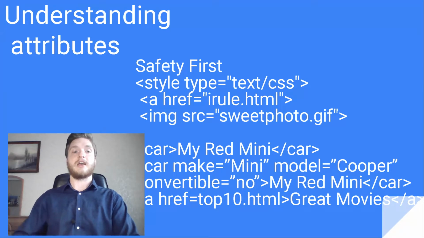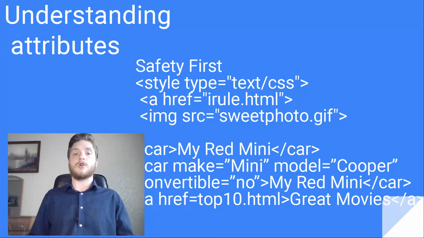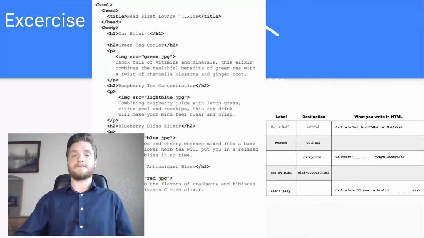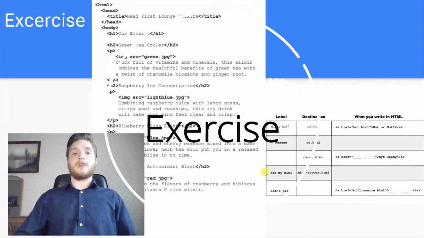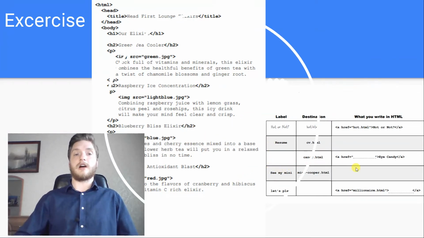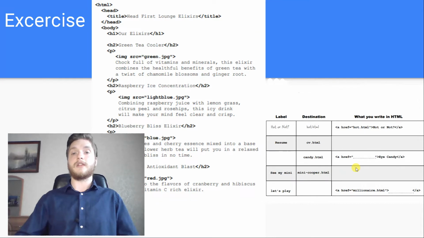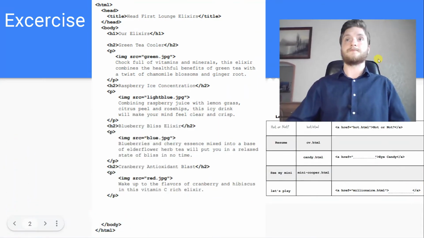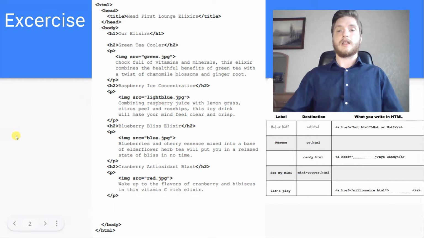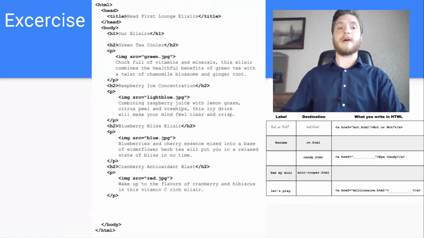Next, exercise. You've created links to go from Lounge HTML to Elixir HTML. Now we're going to go back the other way. Below you'll find the HTML for Elixir HTML. Add a link with the label "back to the lounge" at the bottom of the Elixir page that points back to lounge HTML. When you are done, go ahead and do the same with directions HTML as well.